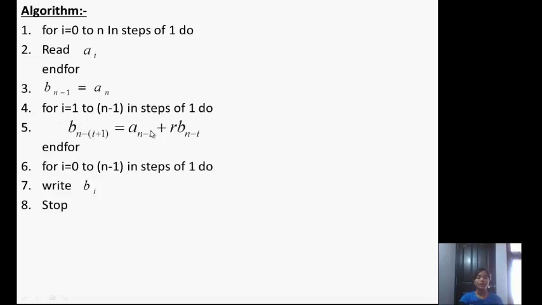In the next step, we have to again apply the for loop from i equals 1 to n minus 1 in steps of 1 for computing b n minus 1 plus i equals a n minus i plus r into b n minus i. Now at the next step, again we have to apply a for loop from i equals 0 to n minus 1 in steps of 1, and at last we have our computed value for b.